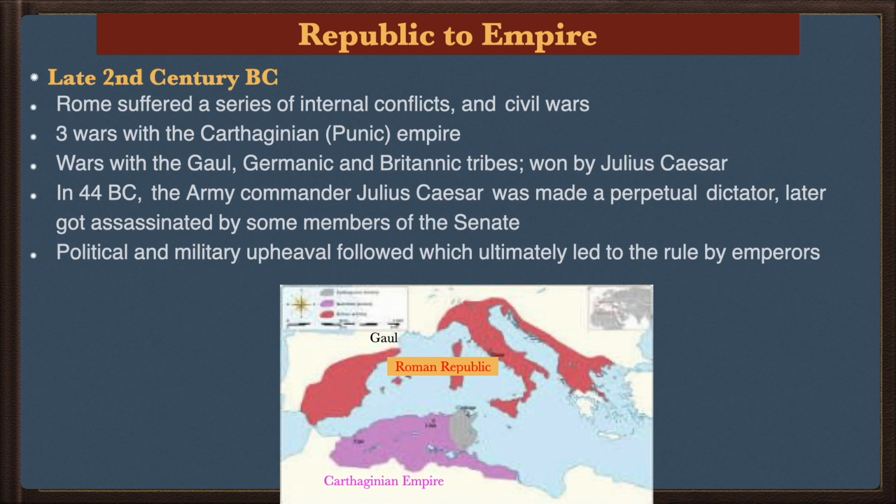3 wars were fought with the Carthaginian Empire. The Gauls, the Germanic, and the Britannic tribes were also at wars with the Republic. In the year 44 BC, the army commander and the dictator Julius Caesar was assassinated by some members of the Senate. This caused great public unrest and political turmoil, leading to the end of the Republic and the establishment of the rule by the emperor.